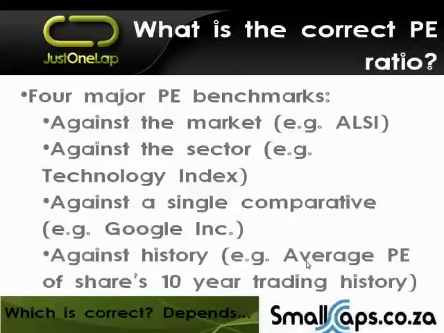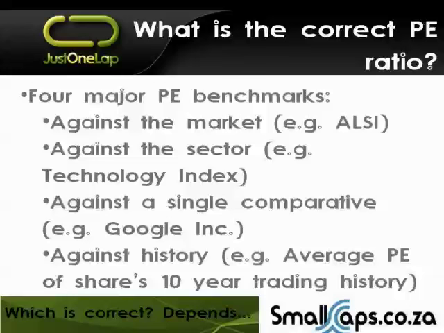There's one last one that a lot of guys don't look at. You can look at a single share's historical price earnings. It's what we call the average price earnings over, for example, a 10-year trading period. Now, in some small cap cases, the company hasn't been listed long enough for the historical price earnings to mean anything. In other cases, companies have been listed for decades upon decades.